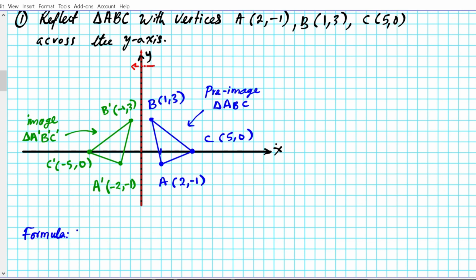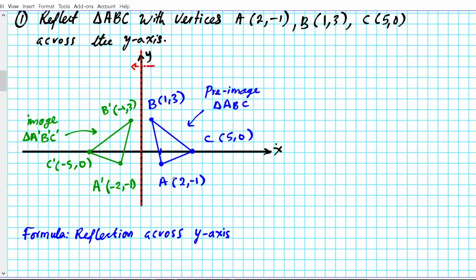So let's start with reflection across the y-axis, just like we have in this problem. Now, the reason why I didn't give the formula initially was that I wanted to give you an opportunity to see if you can determine what the formula is. Take a close look at the coordinates of the vertices for the pre-image and the vertices for the image. Do you see a pattern?